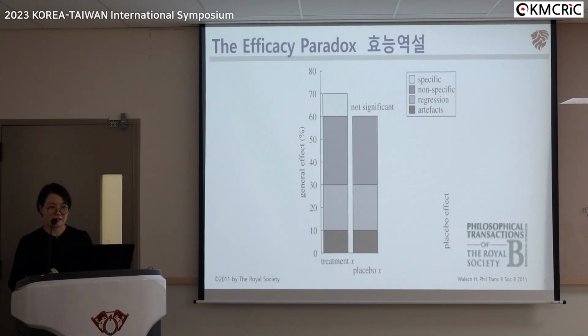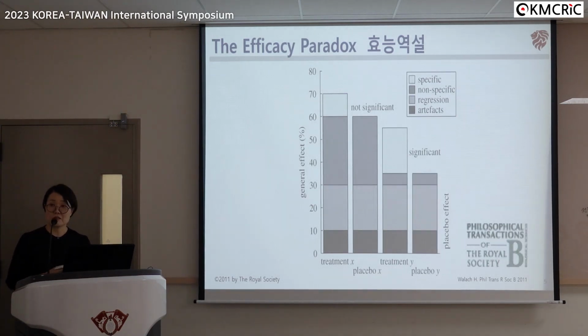Let's start with the efficacy paradox. As you see, in this trial, we are comparing treatment X with the placebo X. And unfortunately, we failed to prove that treatment X is superior to placebo X because, as you see, the specific effect of treatment X is not very big.